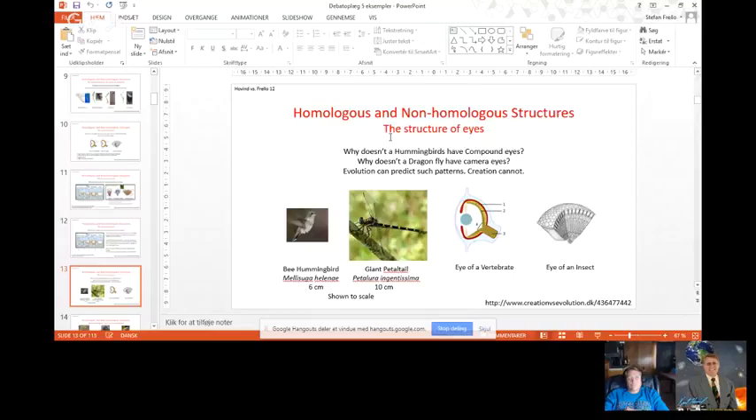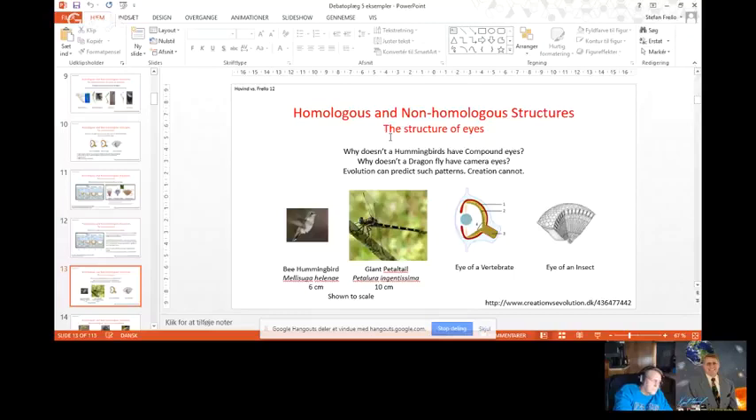But under evolution, it couldn't be any different. It had to be like that. If we found a hummingbird with a compound eye, evolution would fall apart. It would be impossible to explain. But as I see it, why should that be so?